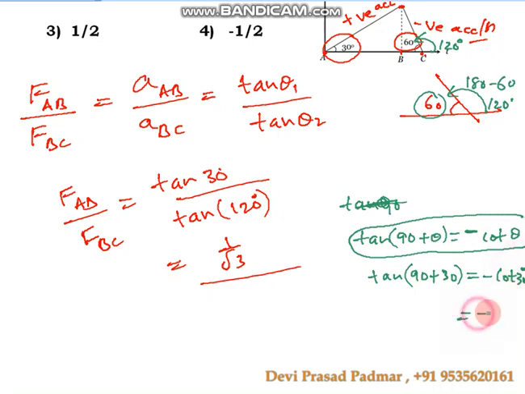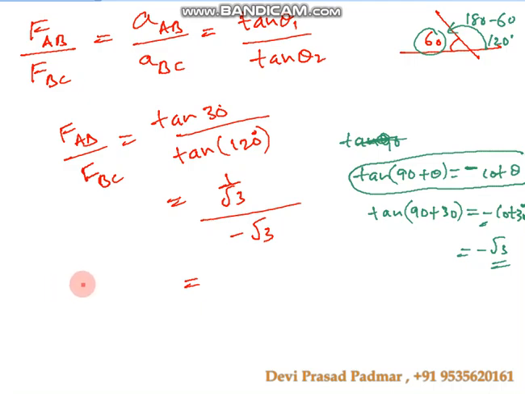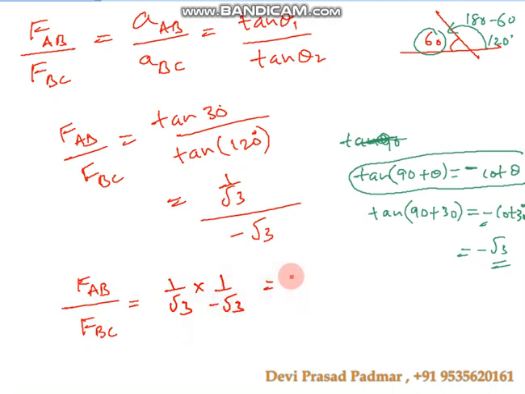So what about cot 30? Cot 30 is root 3, and you have a minus sign here. So this can be written as minus root 3. Correct? So if you simplify, finally what do you get? FAB divided by FBC is equal to 1 by root 3 into 1 by minus root 3. That means minus 1 by 3 is the answer. So the ratio of forces FAB divided by FBC is equal to minus 1 by 3.